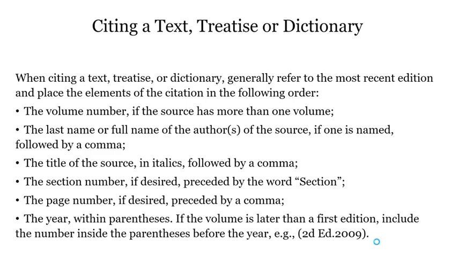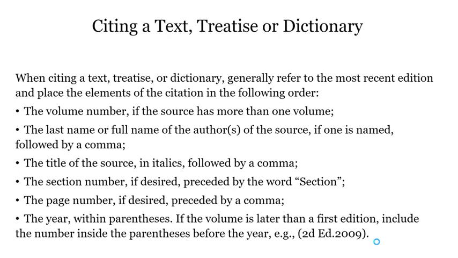When citing a text, a treatise, or dictionary, you generally refer to the most recent edition and place the elements of the citation in the following order: the volume number if the source has more than one volume, the last name or full name of the author of the source if one is named, followed by a comma, the title of the source in italics, followed by a comma, the section number if desired, preceded by the word section, the page number if desired, preceded by a comma, and the year within parentheses. If the volume is later than a first edition, include the number inside parentheses before the year. You can see the example there: second edition, 2009.